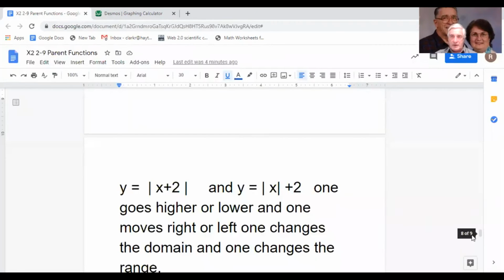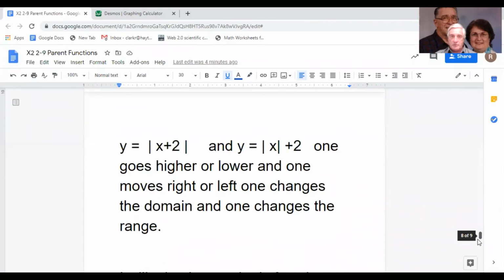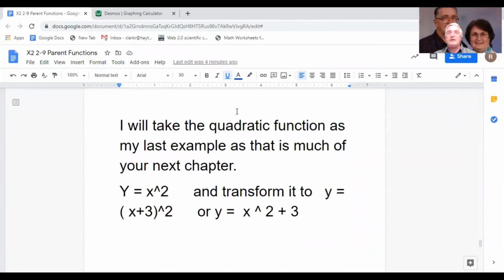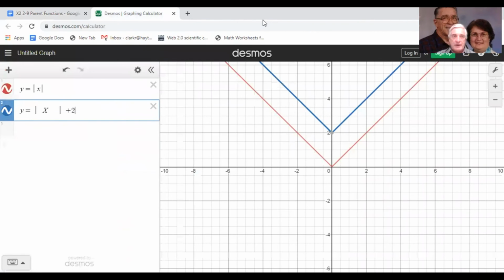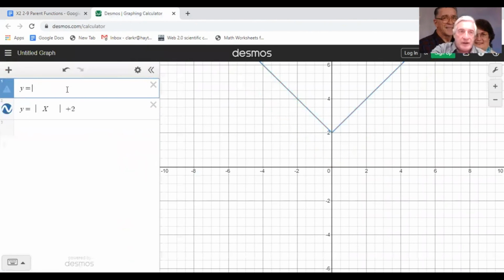Let's try one more example of a transformation. I take the quadratic function. I've chosen the quadratic because next chapter is all about quadratics. It's all about parabolas. Y equals x squared, and I'm going to add 3 to it, both inside and outside again. So I've got to get rid of the absolute value. You hit the little roof on the 6, and it'll let you go up, and then you hit the 2.